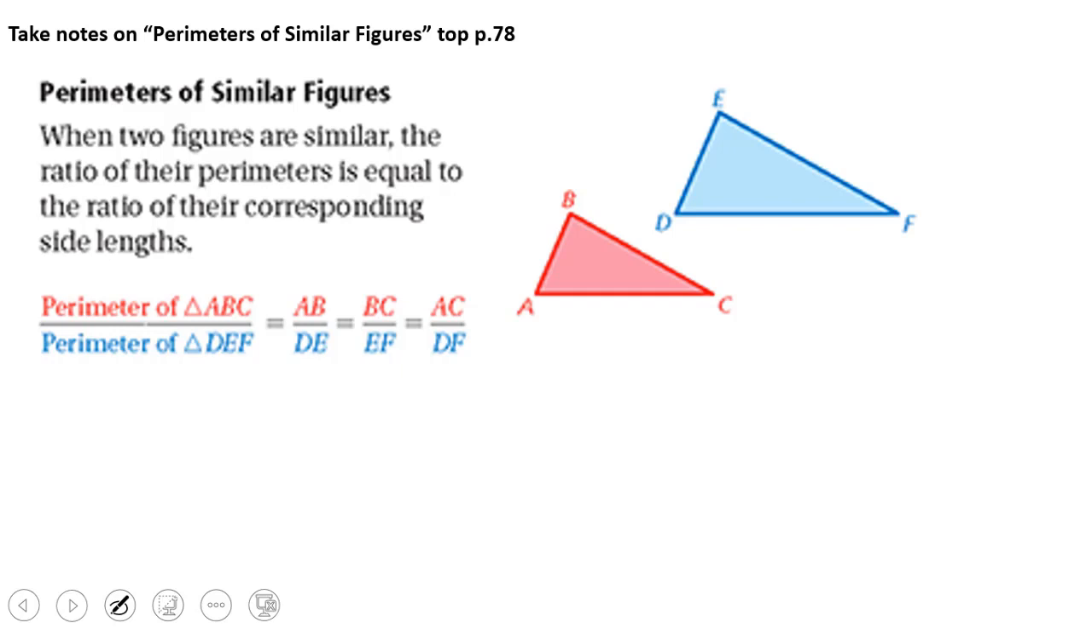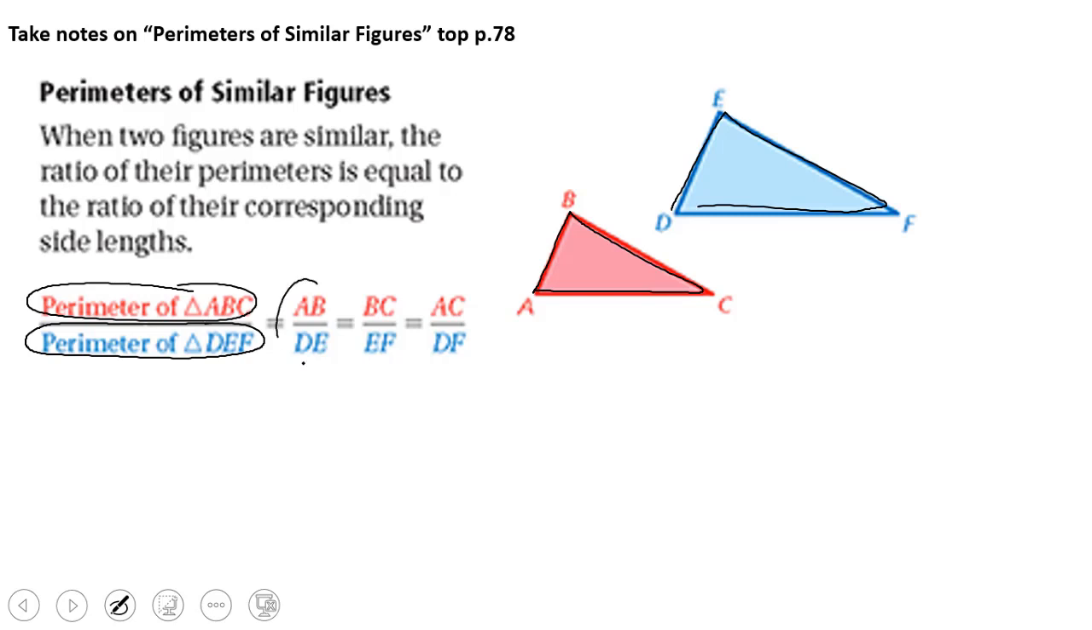So, perimeter of similar figures says when two figures are similar, that means the ratio of the perimeters is equal to the ratio of the corresponding side lengths. So here we have triangle ABC. We've got the perimeter of that triangle, the distance all the way around it. And then we have triangle DEF. And we have the perimeter, the distance all the way around that. So if I write that as a ratio, the perimeter of one to the perimeter of the other, that's a ratio. We're saying that that is equal to the ratio of the corresponding side lengths.